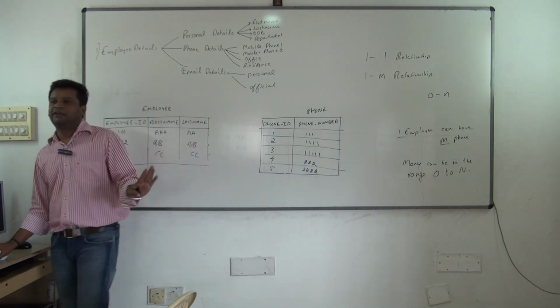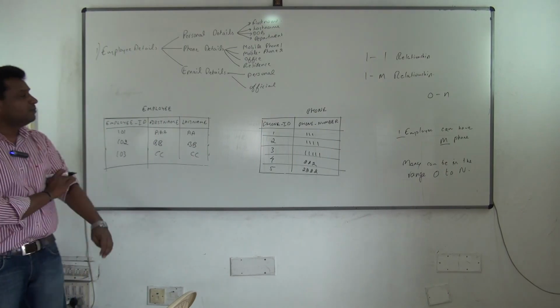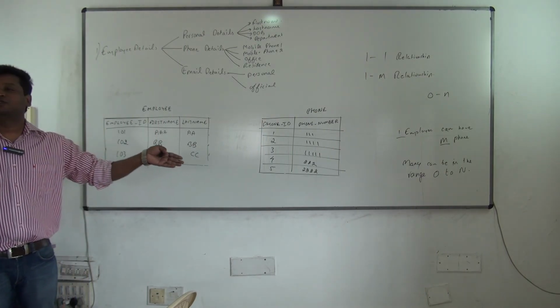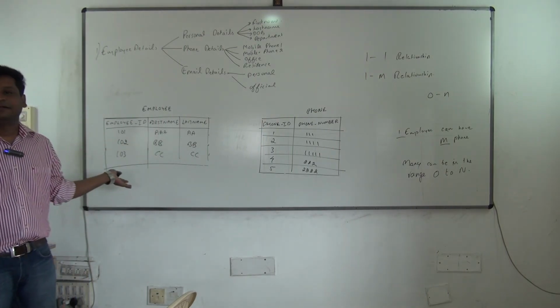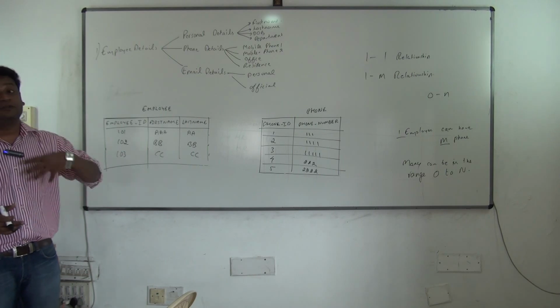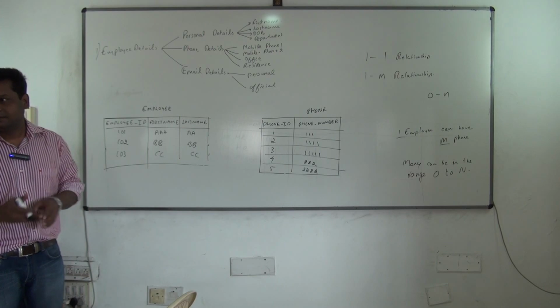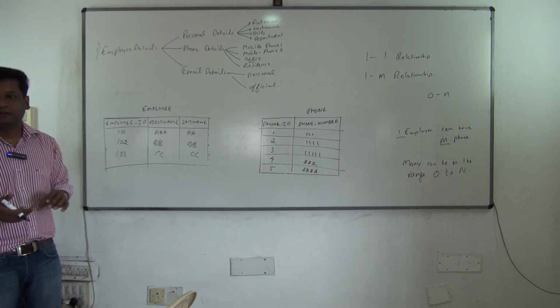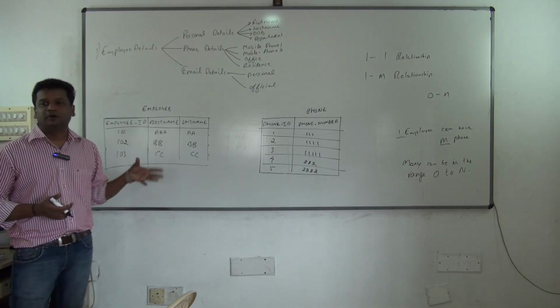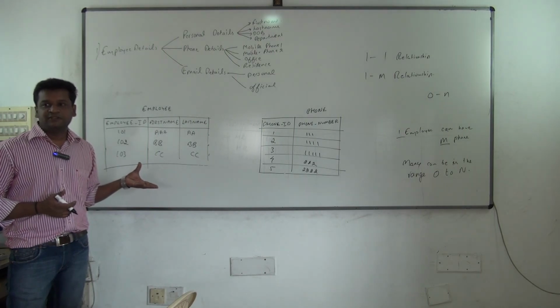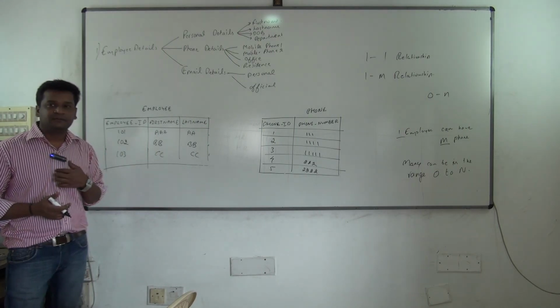We have done it perfectly. There is no problem with this. But the problem is, which phone number belongs to which employee? That is the confusion. We are able to capture the data, but we are not able to relate the data. We should relate it now. Which value belongs to whom?